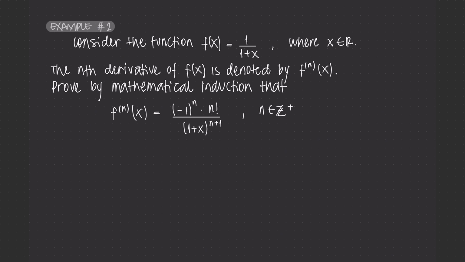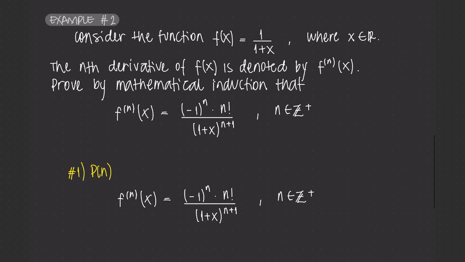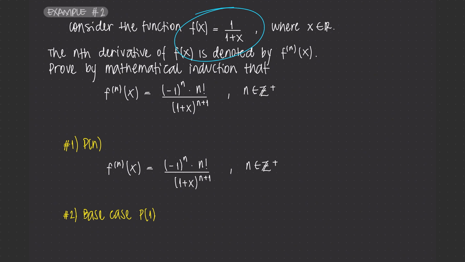We're going to go through the same 5 steps, starting of course with the propositional function. By the end of this exercise, we need to prove that this formula gives you the nth derivative of f of x. Now onto the base case. We're going to start by differentiating f of x using differentiation rules.